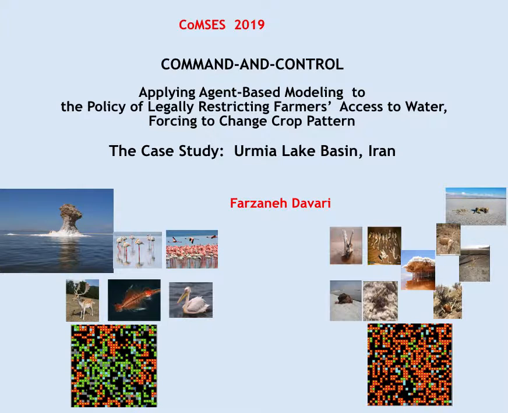I would like to present an agent-based model in which the policy of legally restricting farmers' access to water in order to force them to change their crop pattern is programmed. Obviously, it's a type of command and control policy. For this reason, the name of the model is command and control.